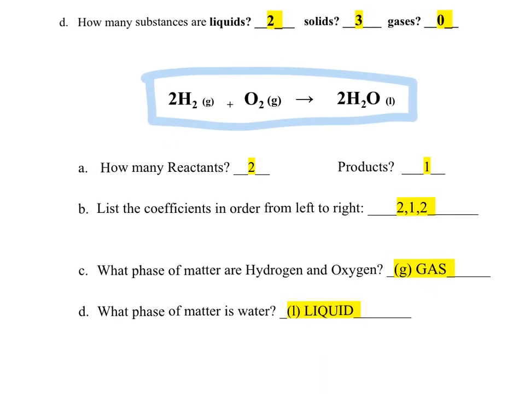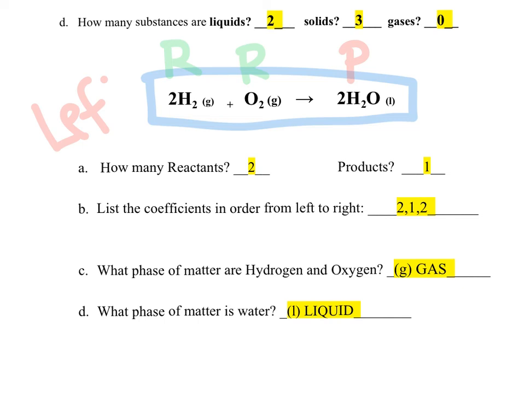Okay, let's take a look at this one. How many reactants do you see? Reactants are the original substances. Reactants are always on the left-hand side. There are 2 reactants. How many products do we have? There's just 1 product.